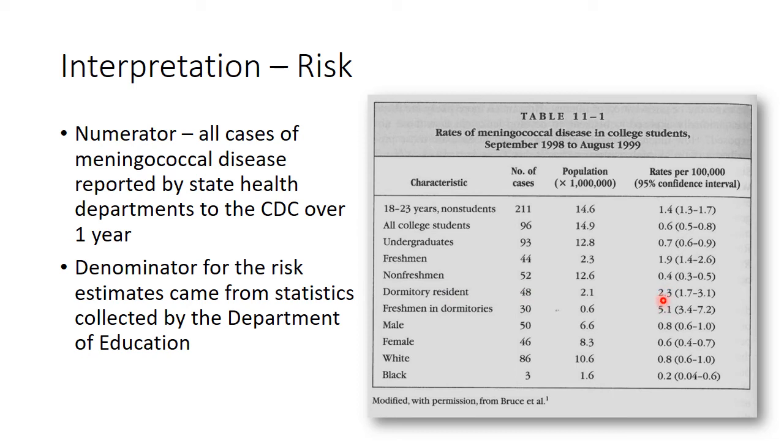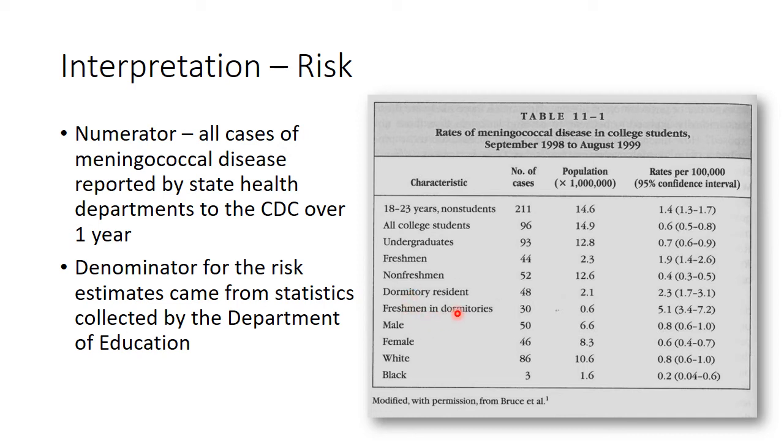And then looking at freshmen in dormitories, you can see a combined effect here, where they're 5.1 times higher risk for getting meningococcal disease versus some of these other groups. So these are good because they can tell you who is at highest risk for developing a certain kind of disease. And so you can see, okay, well, obviously freshmen in dormitories tend to be the highest risk.